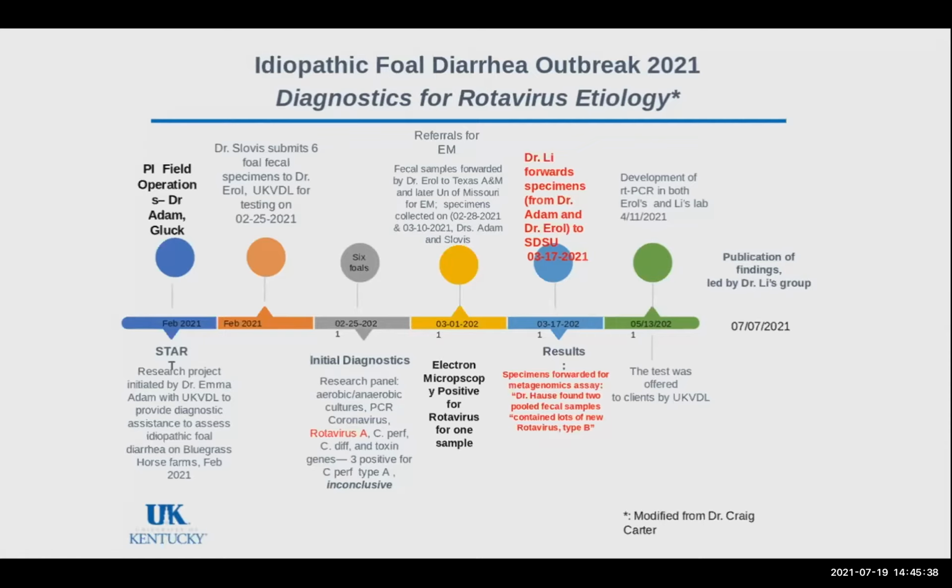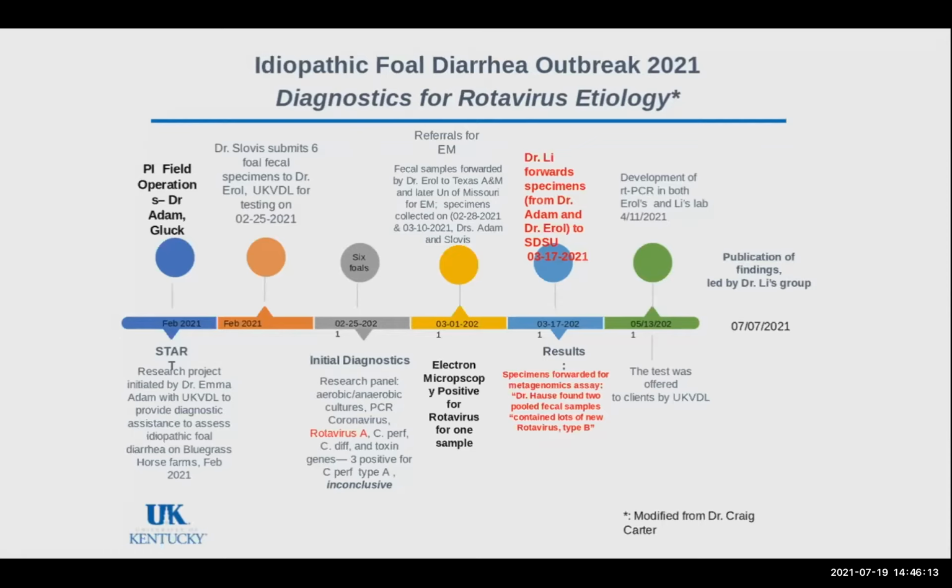Then, February 25th, I remember the phone call from Dr. Slovis. He said that there is a diarrhea problem. He got some samples and tested them for a number of disease agents: rotavirus A, coronavirus, C. diff, and they were all negative except 3 cases that were Clostridium perfringens type A positive. And I told him, why don't you just send those samples to us and let's take a look in our lab and see what we get.